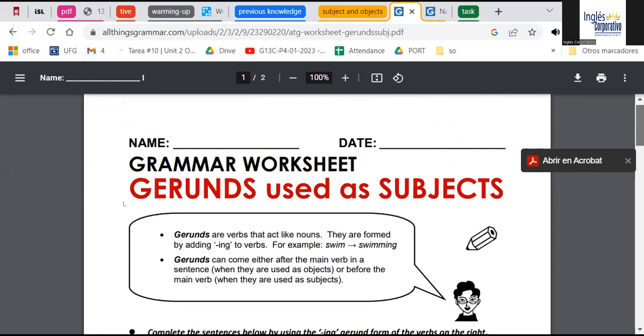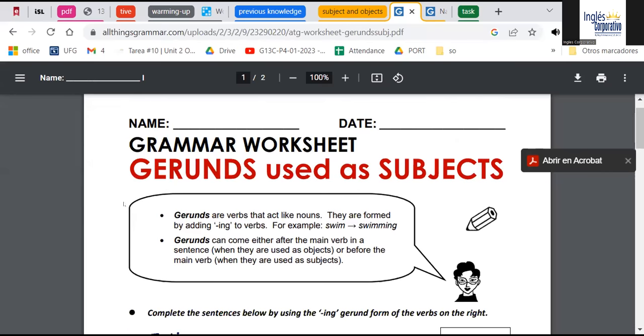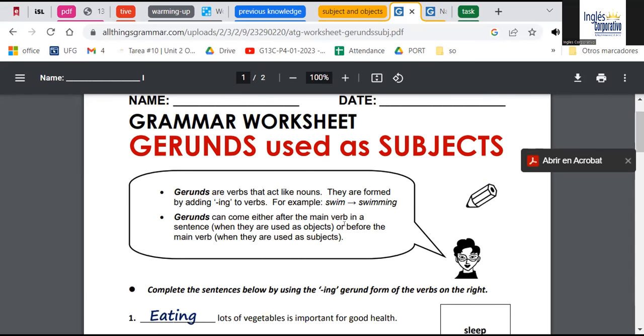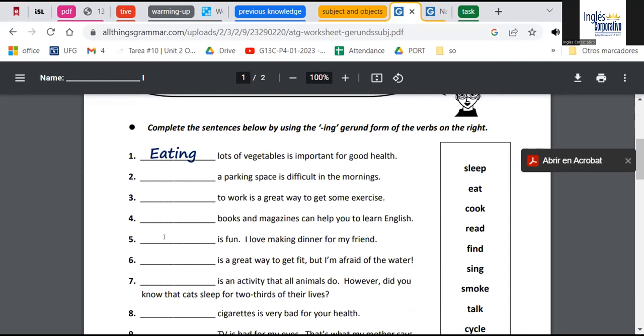Okay, so let's see. Julio, please help us with gerunds used as subjects. Gerunds are verbs that, like nouns, are formed by adding -ing to verbs. For example, swim, swimming. Gerunds can come either after the main verb in a sentence, when they are used as objects, or before the main verb, when they are used as a subject. So remember that they can come either after the main verb as objects or before the main verb. So it means as a subject, right? Let's see the example. Read the example, please, Julio.